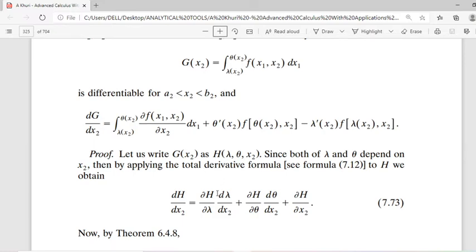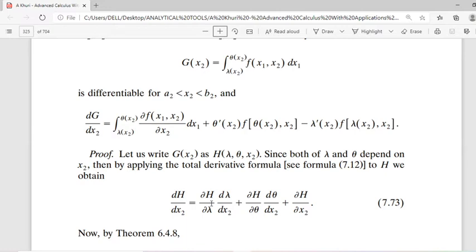So what is the total derivative formula? That is very simple. dh/dx2 is equal to ∂h/∂lambda times dlambda/dx2 plus ∂h/∂theta times dtheta/dx2 plus ∂h/∂x2 times dx2/dx2. That is simply written as ∂h/∂lambda dlambda/dx2 plus ∂h/∂theta dtheta/dx2 plus ∂h/∂x2 only. This is the total derivative formula we applied for the function h(lambda, theta, x2).